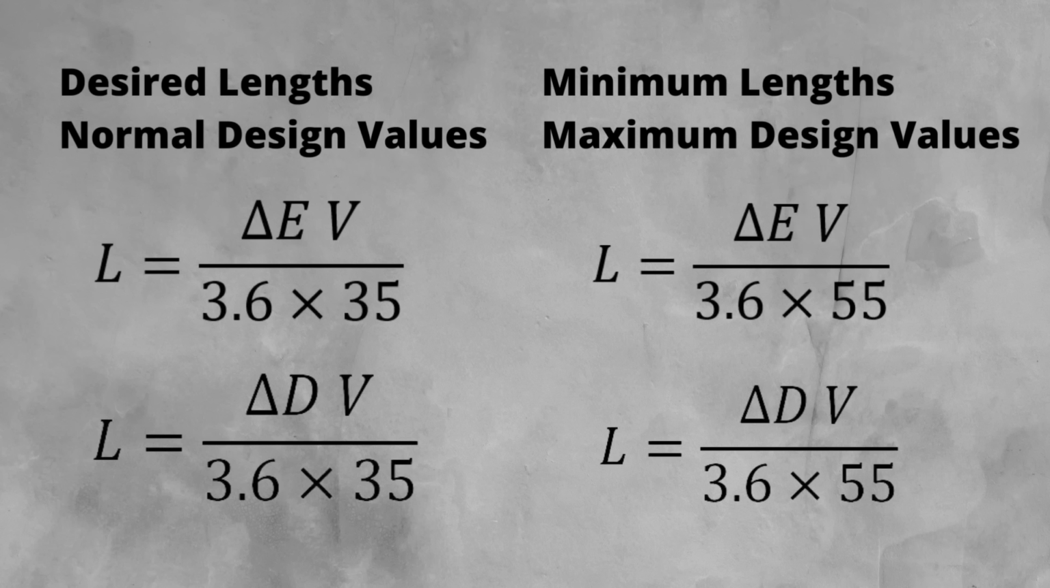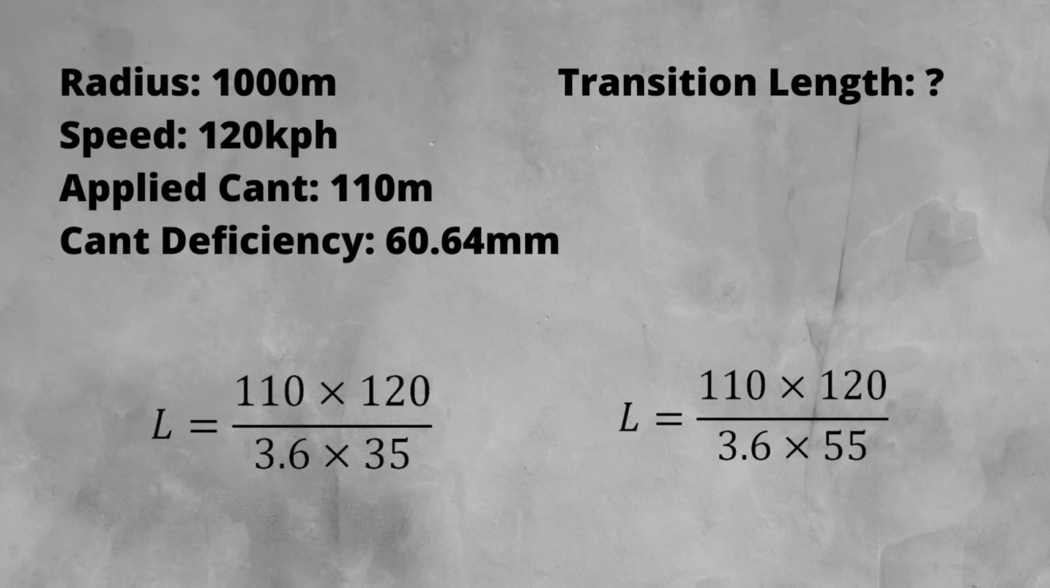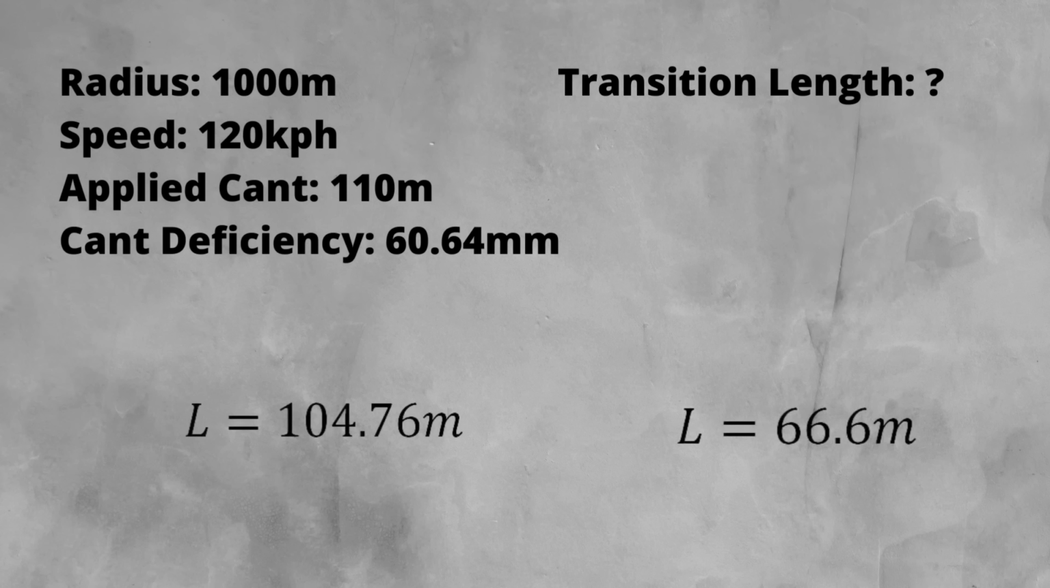be. Again we have to use both the cant and cant deficiency equations and take the greater length in each instance. As we said earlier in this section, for our example, the cant is the larger change. This will be the limiting factor for the transition length, as is evidenced by the larger L values. So let's plug in our numbers to the cant-based equations and see what we get. We can see that the desirable length of the transition is 104.75 meters while the minimum length is 66.6 meters.